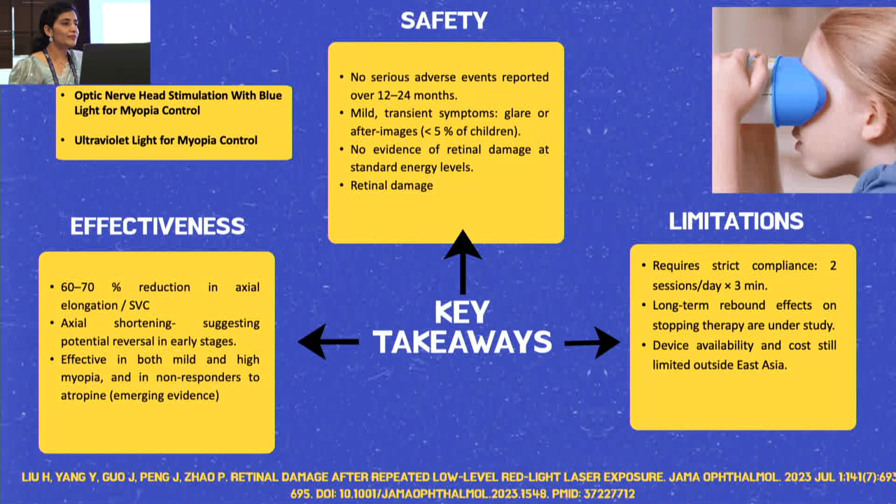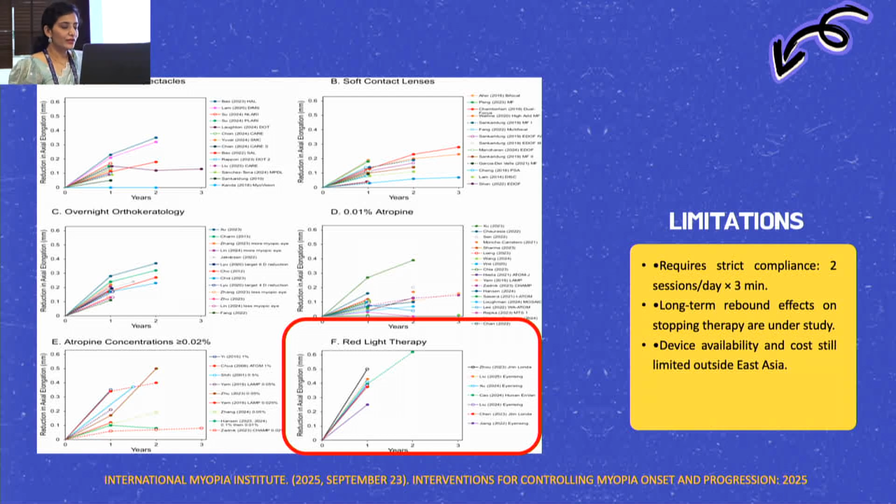So apart from that, we have the optic nerve head stimulation and blue light therapy for myopia control, and also the ultraviolet rays light for myopia control. If you can see in this chart, amongst everything that has been compared, the control glasses, the soft contact lens, ortho-K, atropine, and red light therapy, in the first 1 year it reduces axial length elongation the maximum. But this is done only for 1 year. We don't know what really happens beyond that.